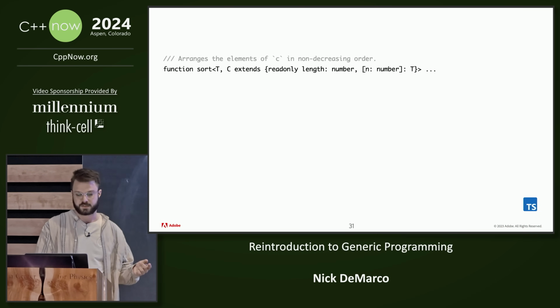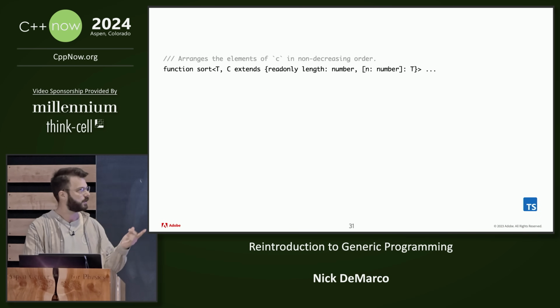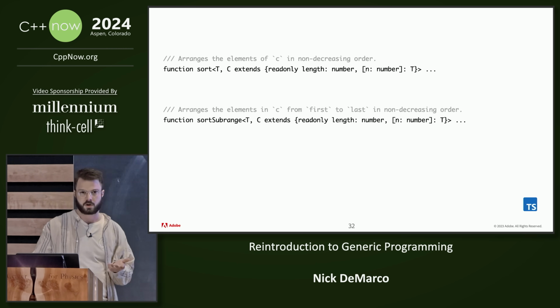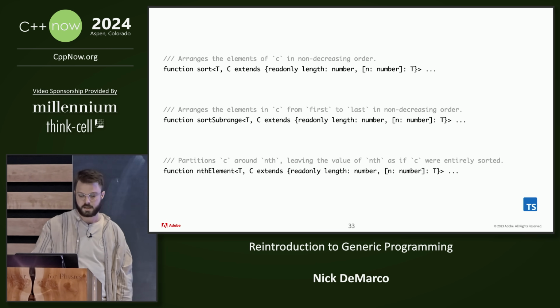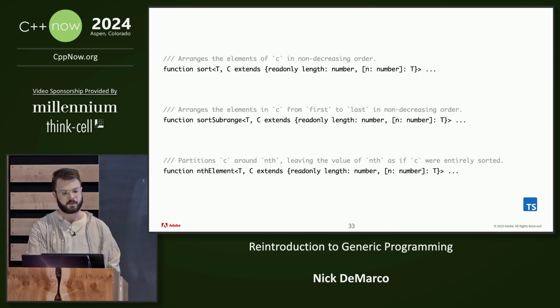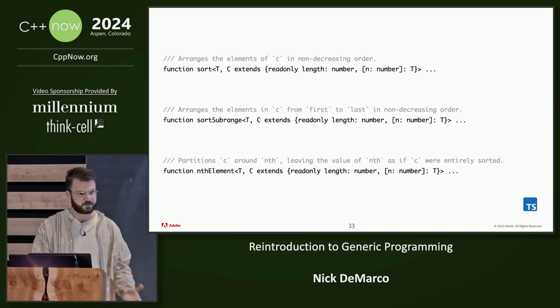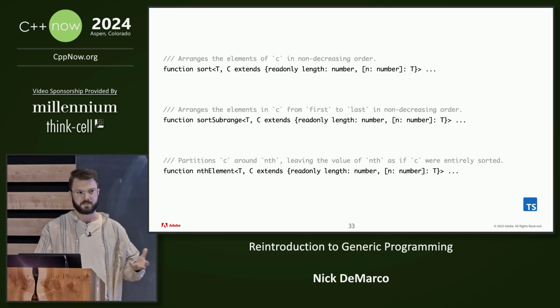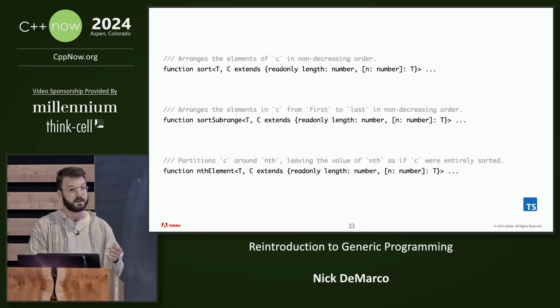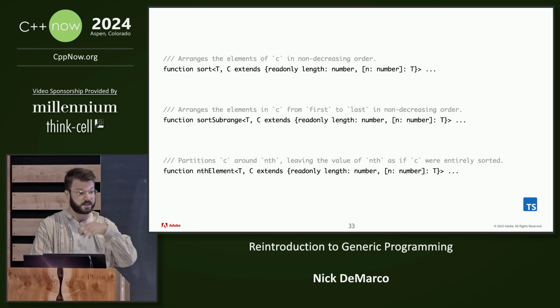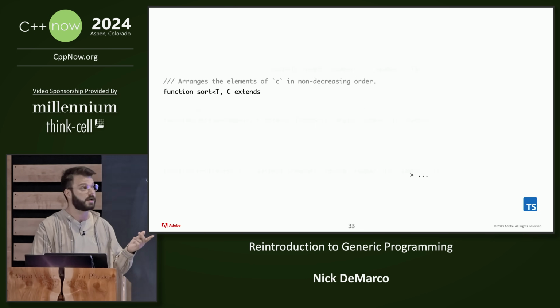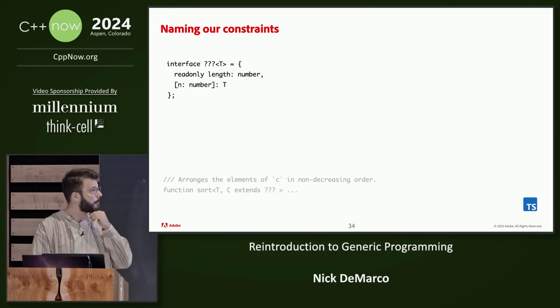So let's say we do this analysis with other algorithms in your code base, like sort subrange or nth element. And you find that each of them have the exact same constraints. And the engineer in you says, don't repeat yourself, right? Naturally, we want to lift this into some new named entity and refer to it in each of these signatures. And syntactically, that's not hard. We're just going to use an interface in TypeScript.